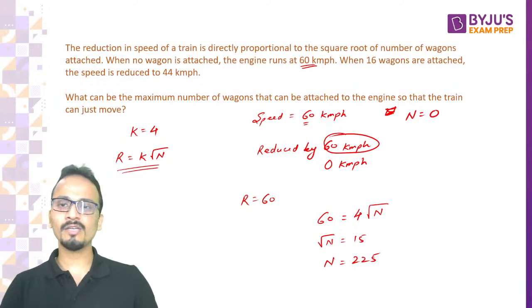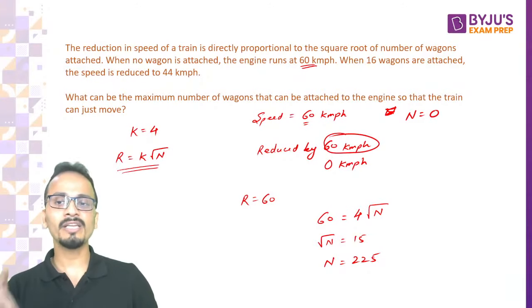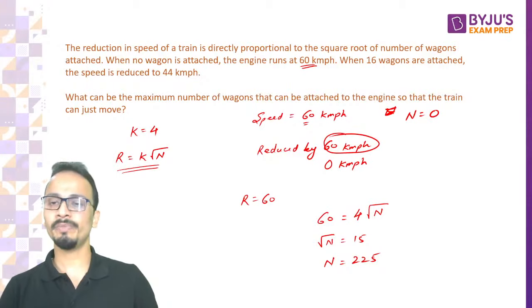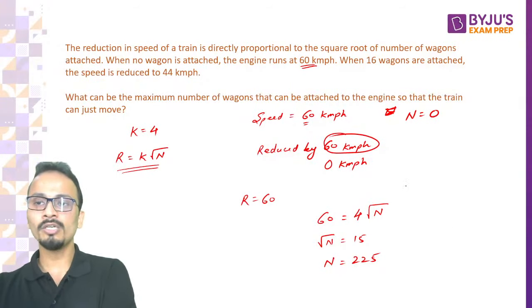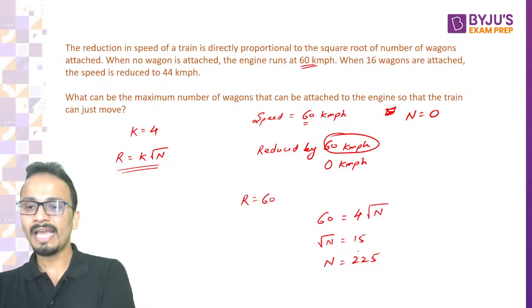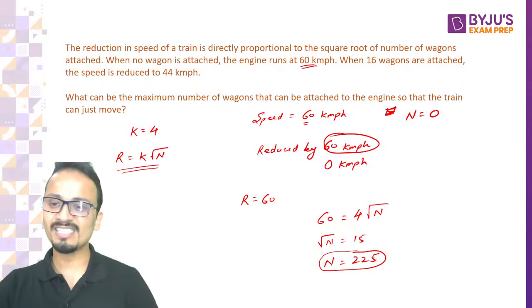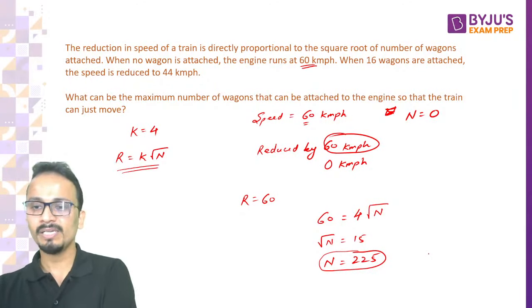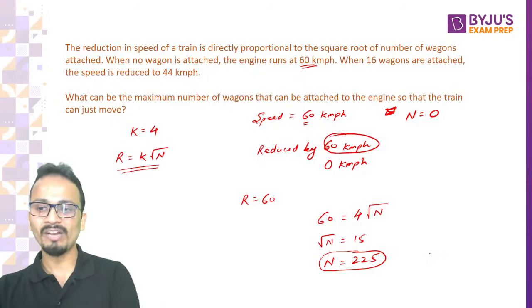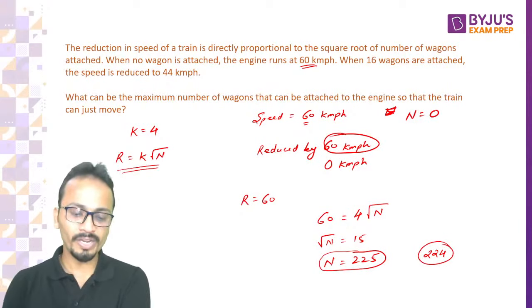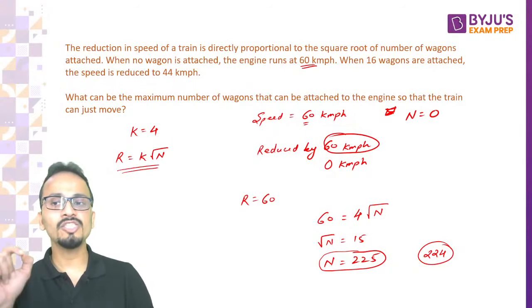Now the question is not asking what will be the number of wagons so that the train comes to rest. Okay. Now, after attaching 225 wagons, the speed of the train will be 0 km per hour. Since I want the train to just move, any number of wagons which is less than 225 works. At 225, the train will come to rest, and if you remove one wagon, that means if the number of wagons is 224, then the train will be just moving.